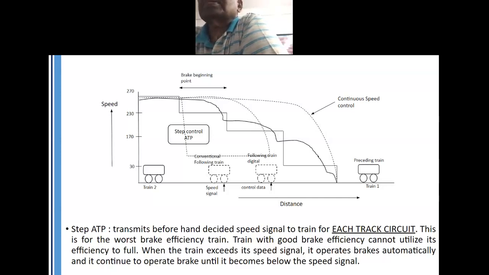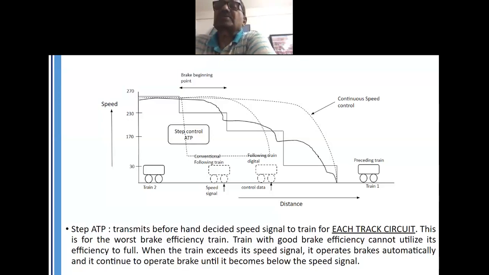Then he comes across the next step. The next step also the same thing happens. It reduces the speed, and accordingly, step by step, the speed is reduced to 0. Now this is the step speed control of the driver.